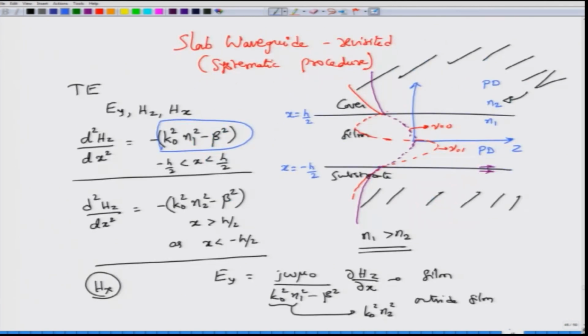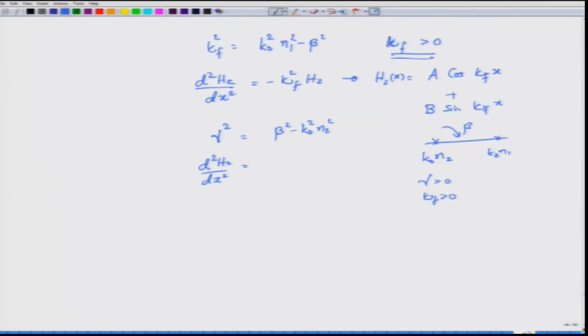So, this is outside the film that I am considering. Outside the film this quantity will be positive now, and what you will have is gamma square. The solution here was gamma square being positive and kappa square being positive. So, this would be gamma square h z for x greater than h by 2 and for x less than h by 2. Now, here is an interesting thing.